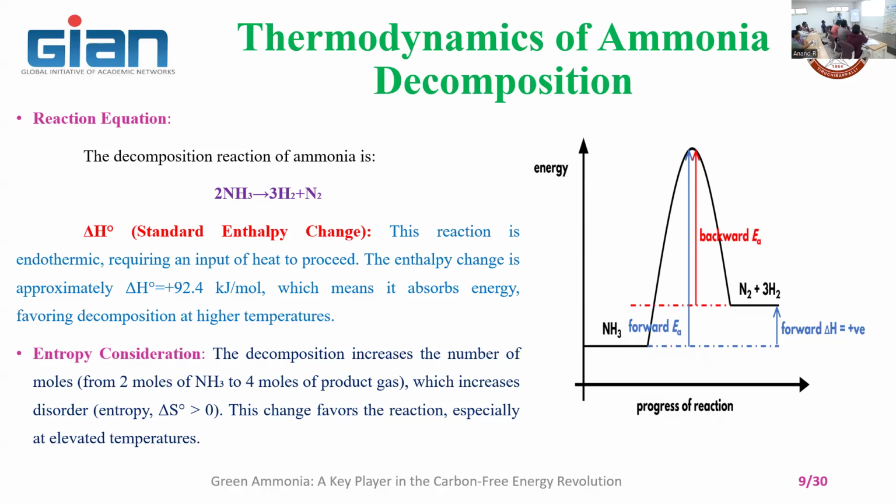So for the forward reaction, you are going to produce hydrogen and nitrogen. Then if you want to convert nitrogen and hydrogen to ammonia again, it is called the reverse reaction. There also you need some amount of energy to recombine it. So for the enthalpy of formation, we can say here the enthalpy change is approximately 92.4. So you need to provide this much amount of energy to break the ammonia.